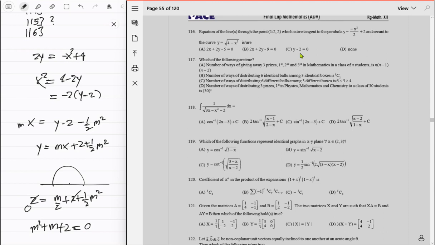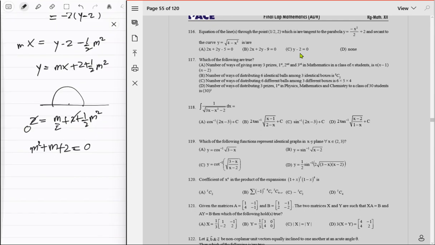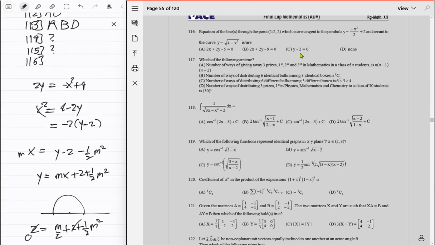So y = mx + 2 plus a squared, that's what I did. Then it has no solutions for this thing. What? I did everything correctly, right?